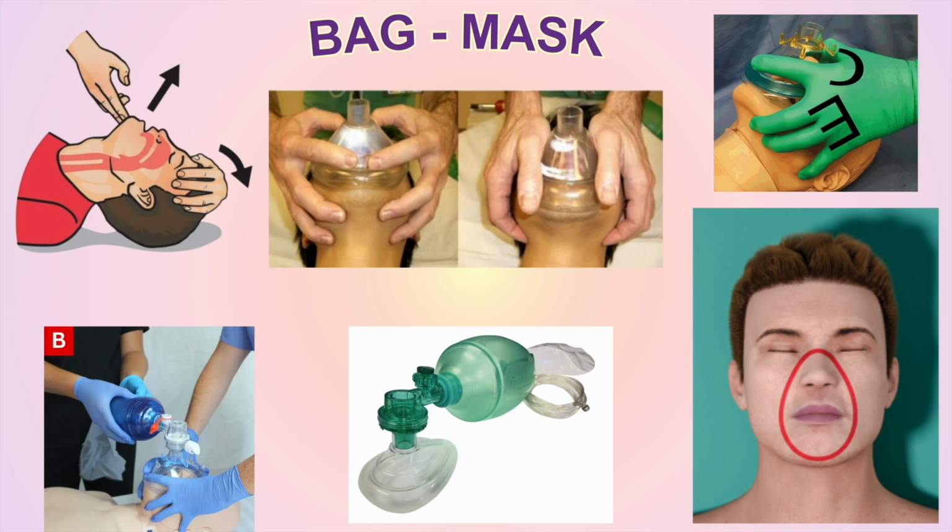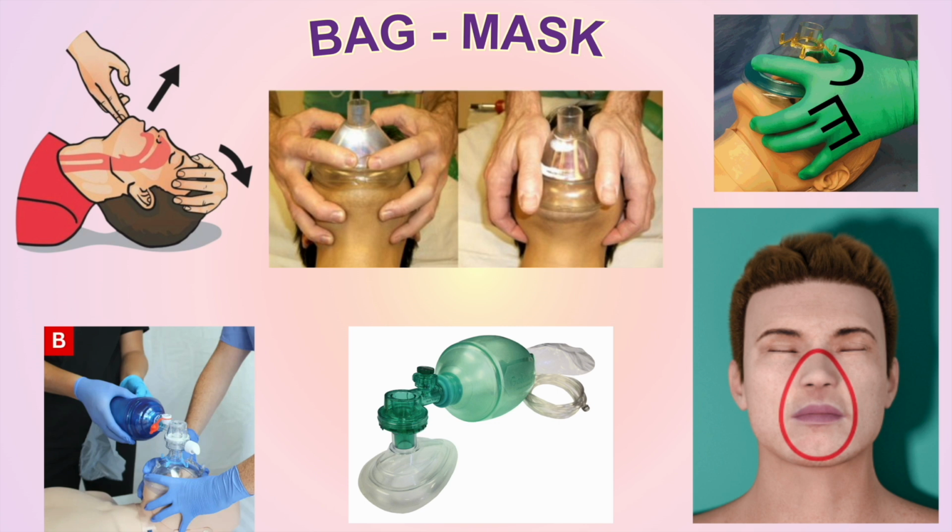We will place the mask on the face with the narrow portion at the bridge of the nose. So the mask has a wider portion and a narrow portion. The narrow portion of the mask should be at the bridge of the nose. Use the thumb and index finger of one hand to make a C on the side of the mask, pressing the edge of the mask to the face. And as we said already, the remaining fingers should lift the angle of the jaw.